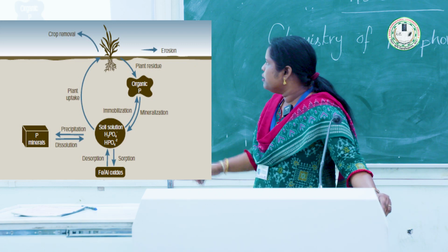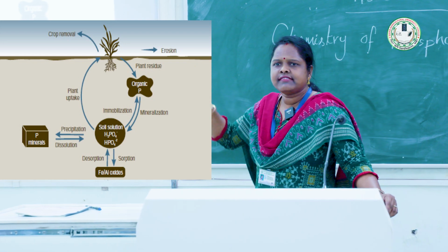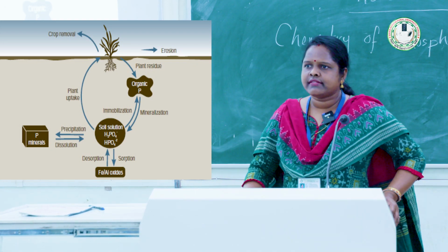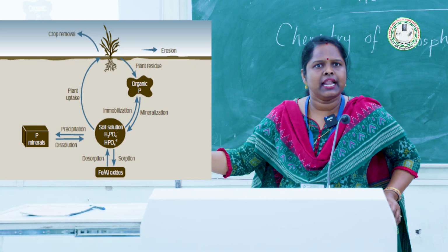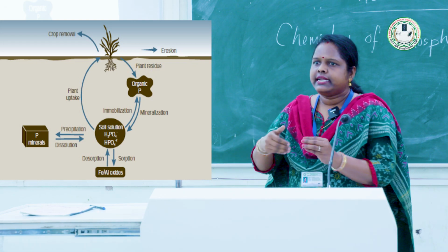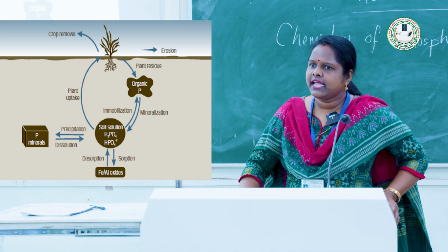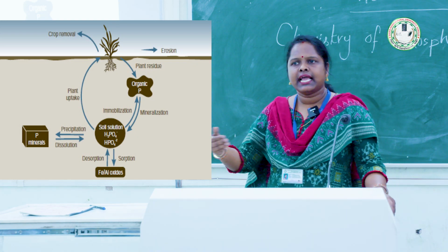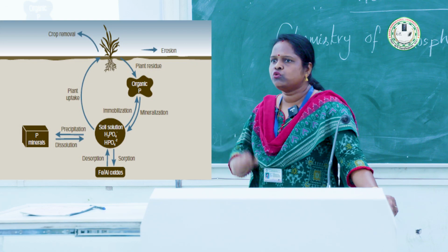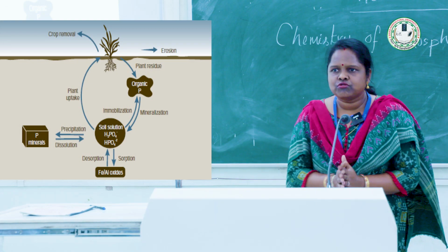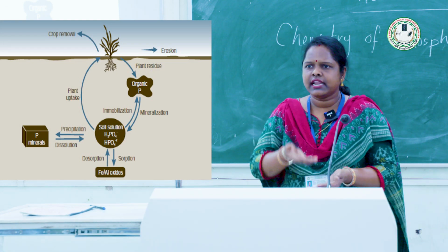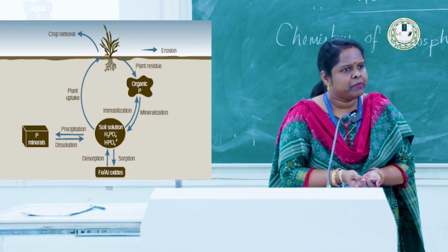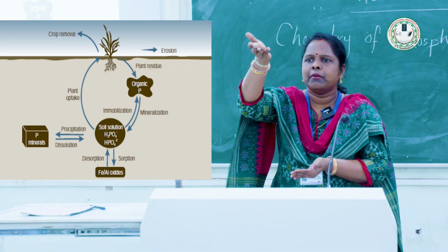This cycle means when phosphorus is added to the soil system, it goes to the solution phase, and according to the pH of the soil, it is available in ionic form: in acidic soil, H2PO4 minus, and in alkaline and neutral soil, HPO4 2 minus. Okay, then what happens to that? In the rhizospheric region, the roots will absorb the phosphate ions. Then it goes to the plant part.